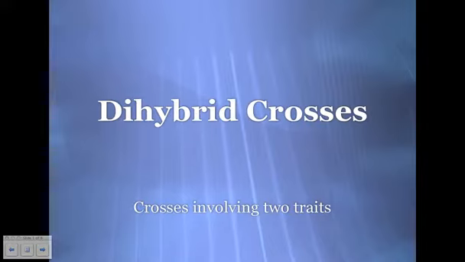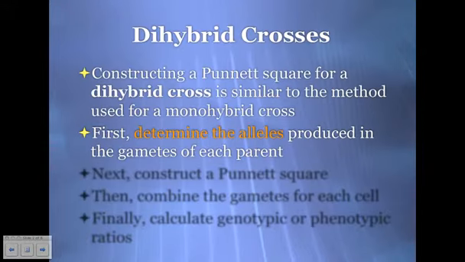Last week we left off by doing some monohybrid crosses, which were crosses involving only one trait. And in this lecture, we'll look at dihybrid crosses, which are crosses involving two traits. Once again, di means two, and hybrid is a combination. So two traits are being combined in these crosses.